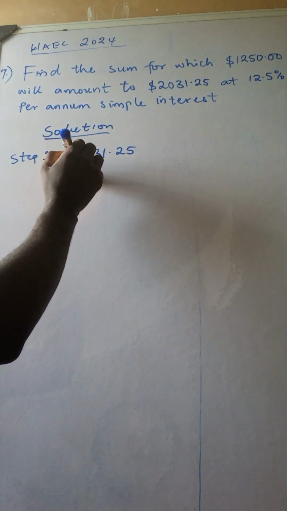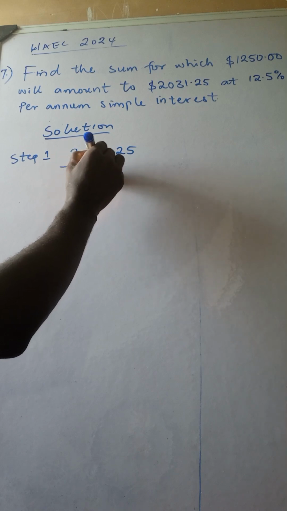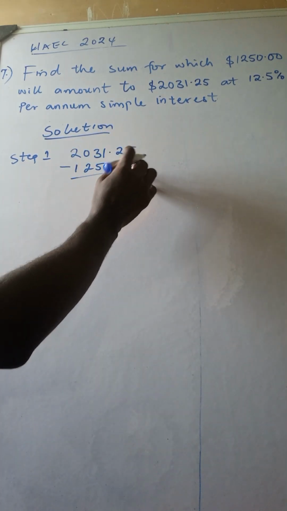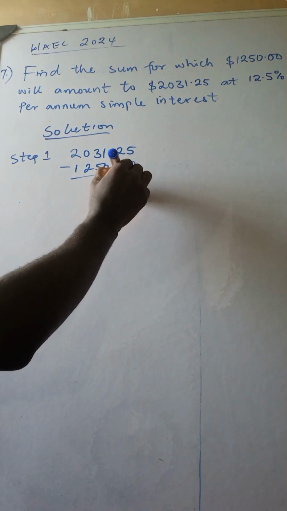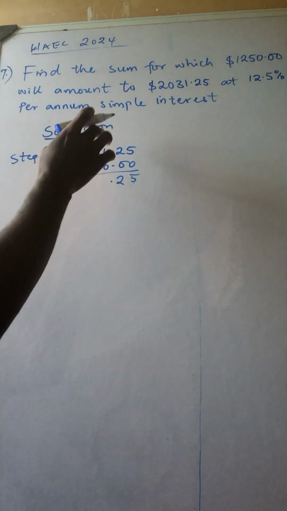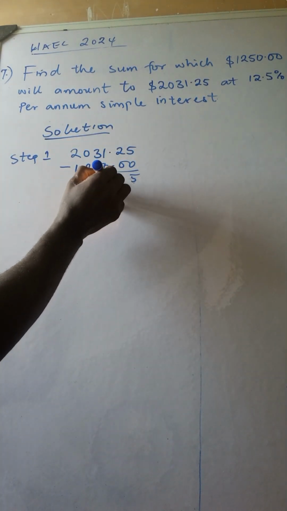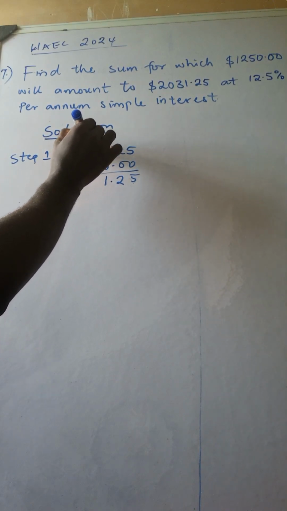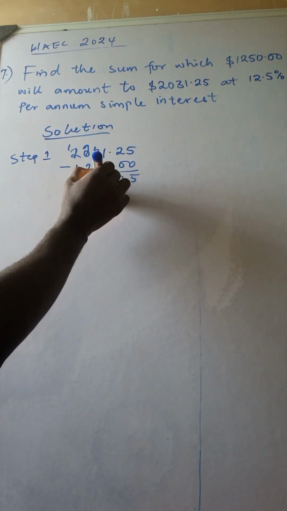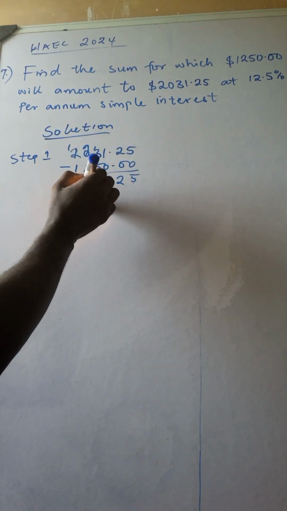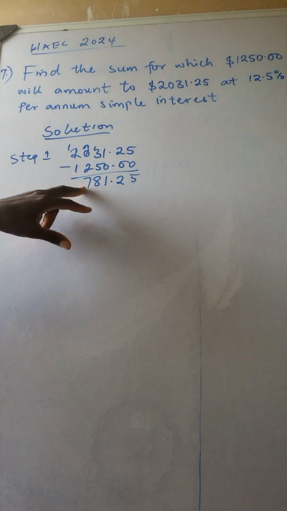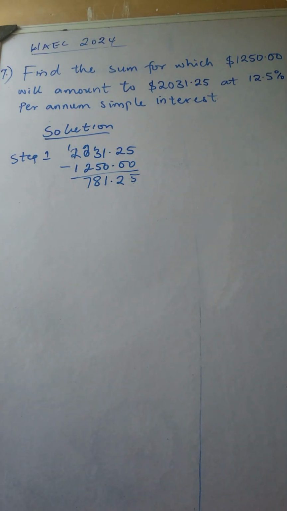$2,031.25 minus 1,250.00. So you're going to have 5, 2, bring down your point. Then you have 1 minus 0 will give you 1. You borrow 1 here, so this is 9. You have 13 minus 5 is going to give you 8. 9 minus 2 is going to give you 7. So you have 781.25. So that is the simple interest. That is the amount accumulated after these years.